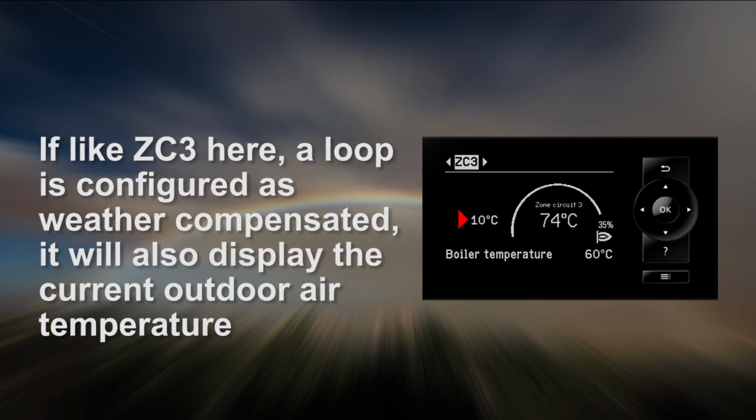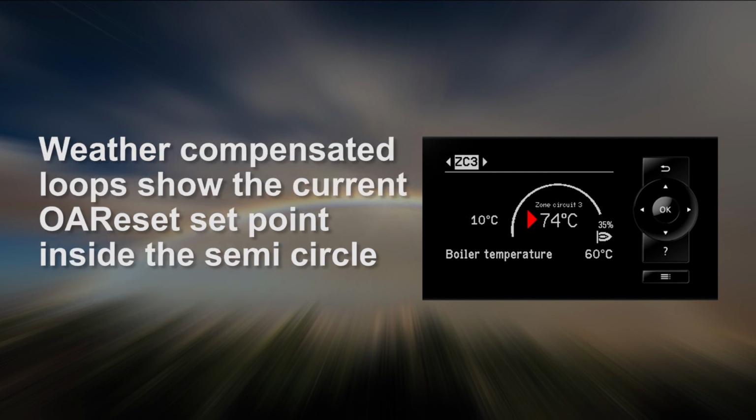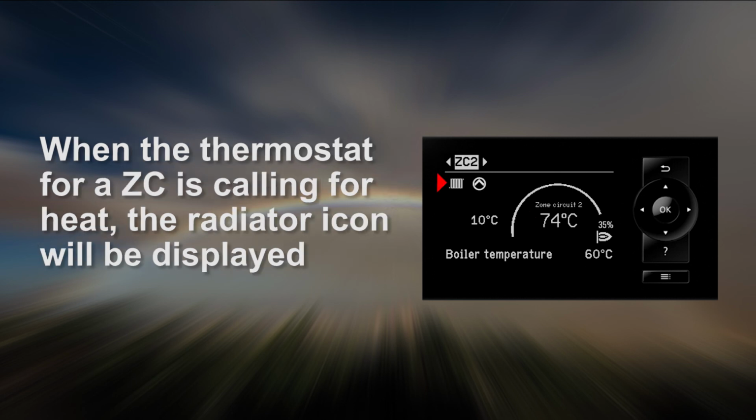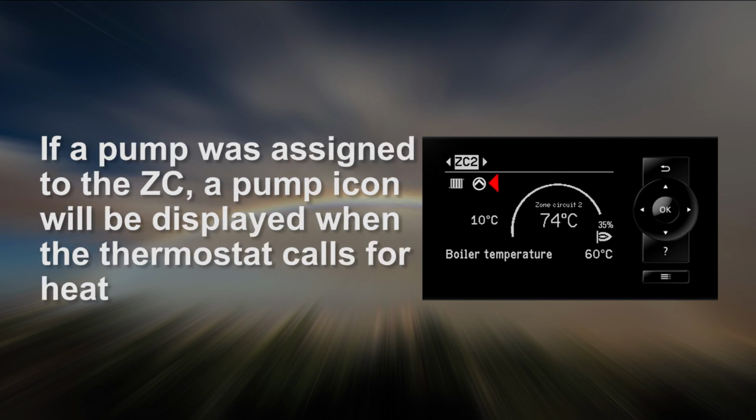If, like zone circuit 3 here, a loop is configured as weather compensated, it will also display the current outdoor air temperature. Weather compensated loops show the current outdoor air reset set point inside the semicircle. When the thermostat for a zone circuit is calling for heat, the radiator icon will be displayed. If a pump was assigned to the zone circuit, a pump icon will be displayed when the thermostat calls for heat.